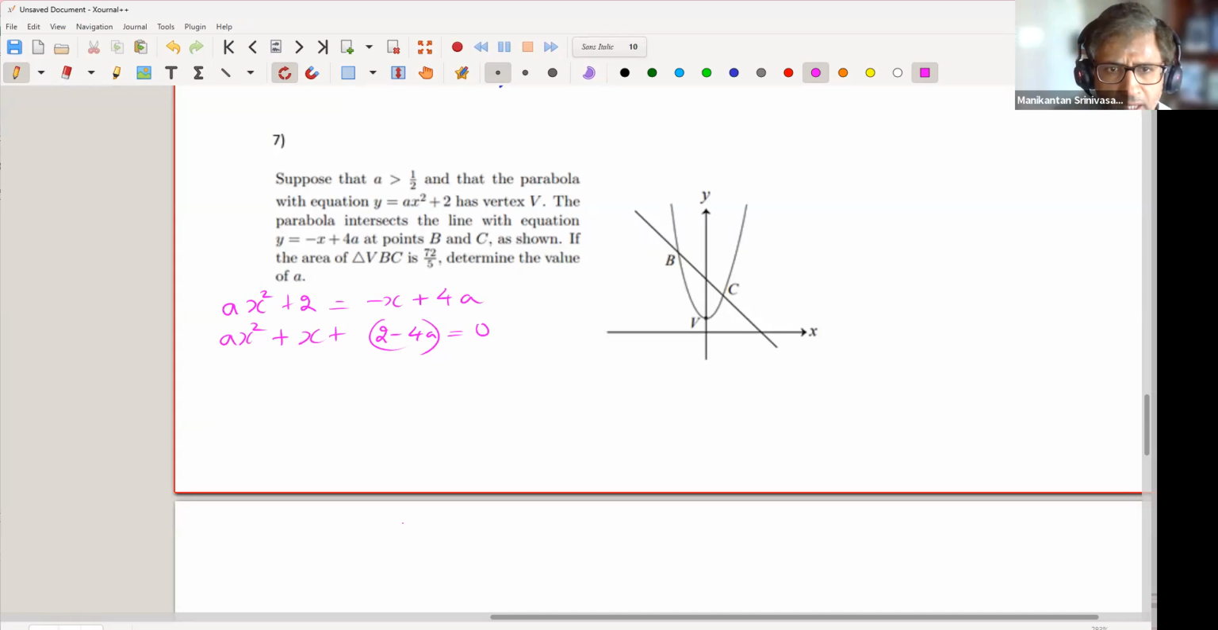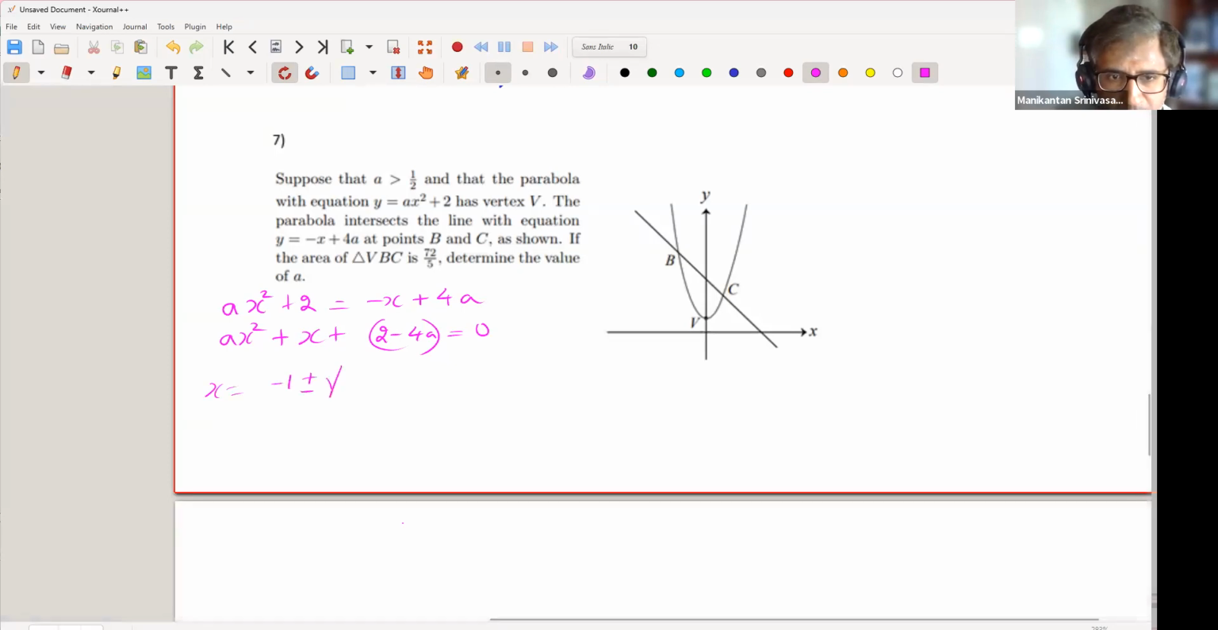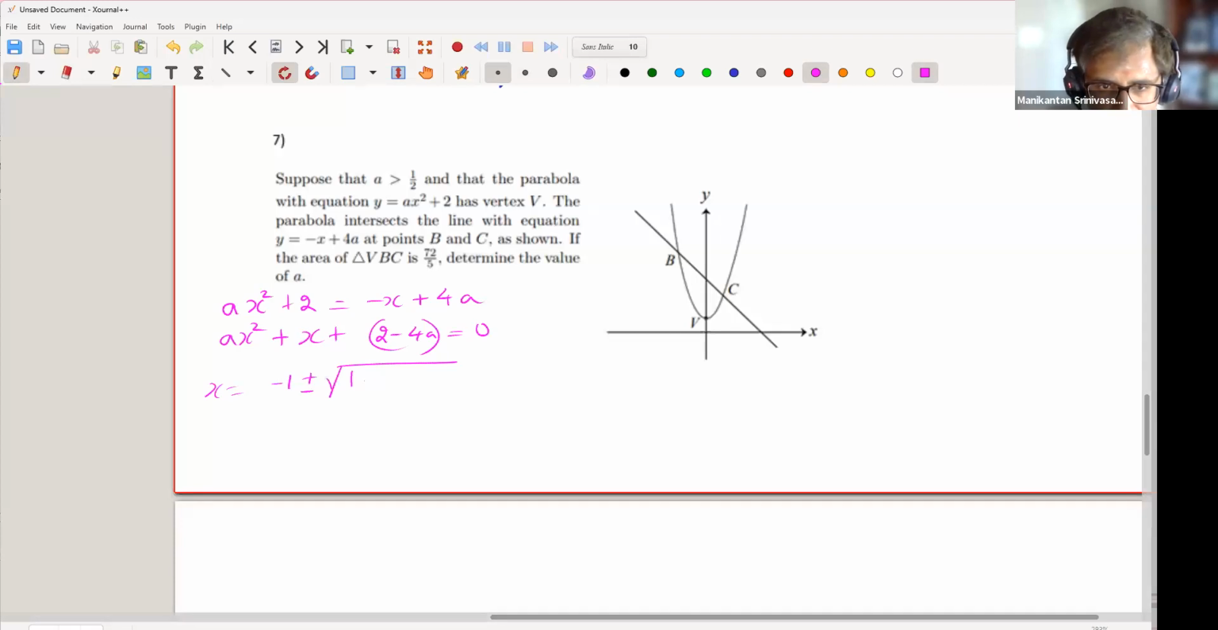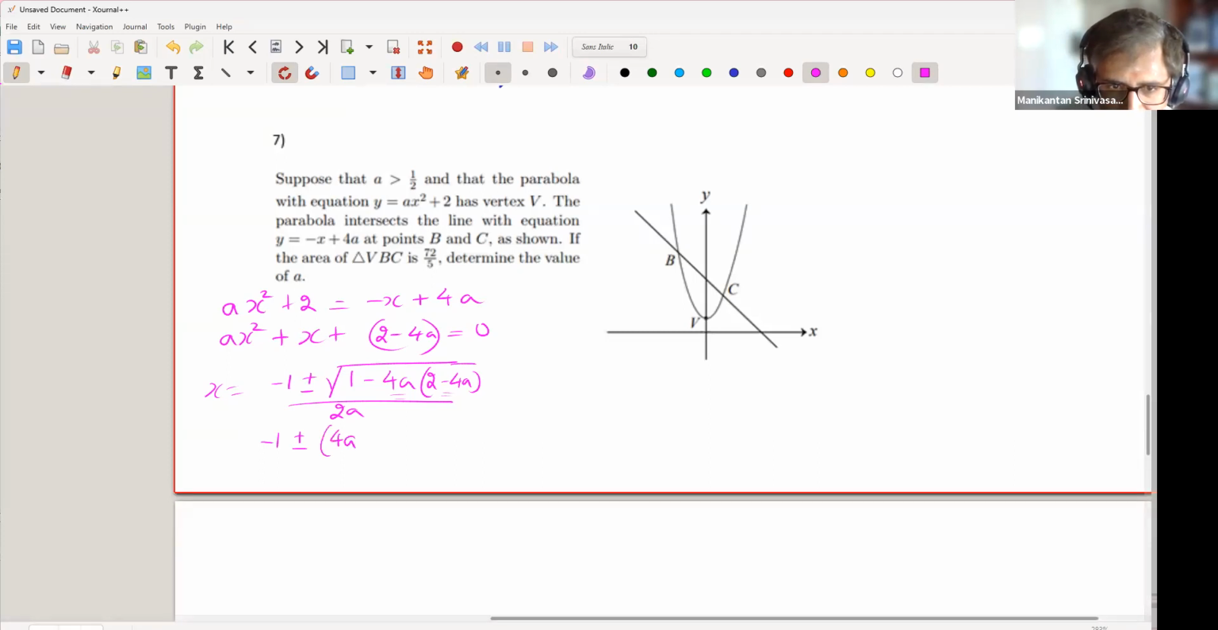Okay, so x is minus b plus or minus square root of b square minus 4ac. So 1 plus, 1 minus 4ac, right? 1 minus 4 into a into 2 minus 4a, whole upon 2a. So it's minus 1 plus or minus. This is, I think, a perfect square, right? 16a square minus 8a plus 1. So it's 4a minus 1 whole square. So it's 4a minus 1 whole upon 2a.